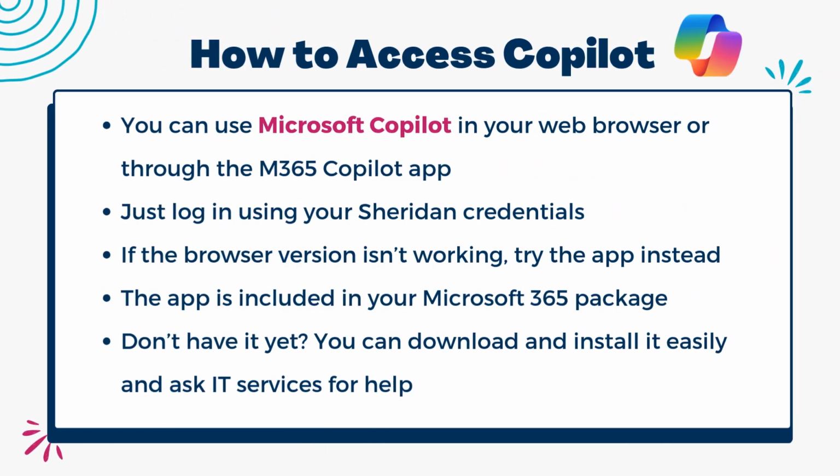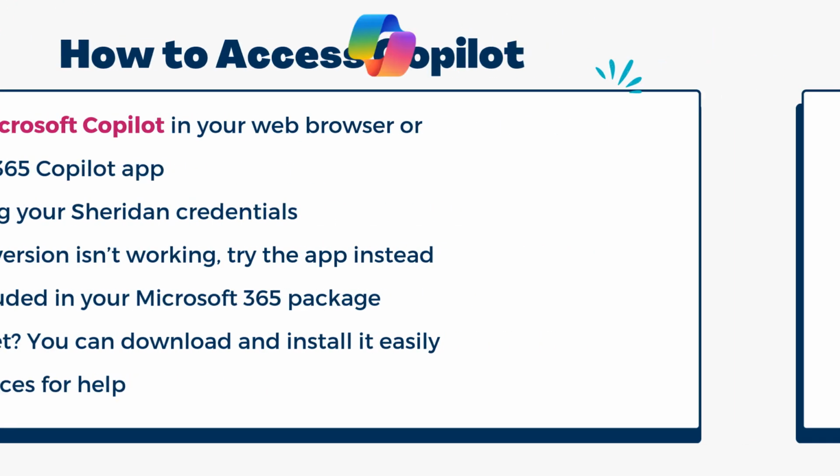So how do you access your Sheridan Copilot account? You can access Microsoft Copilot through a web browser or through the M365 Copilot app using your Sheridan login. If you have trouble signing in on the web, you should just use the app included in your Microsoft app package. You can download the app by searching M365 in your web browser. Sheridan IT Services can help you if needed.